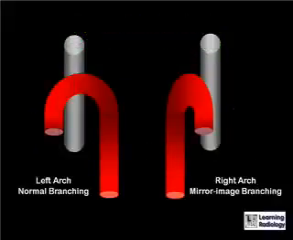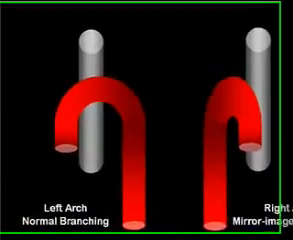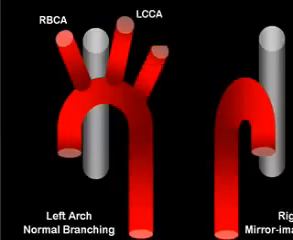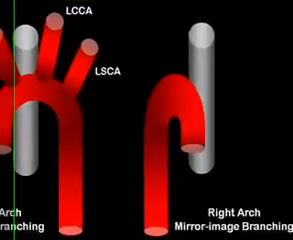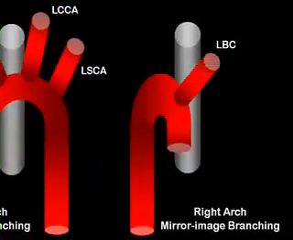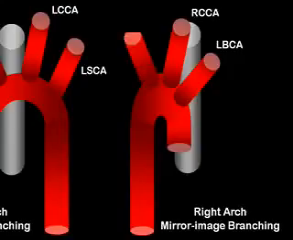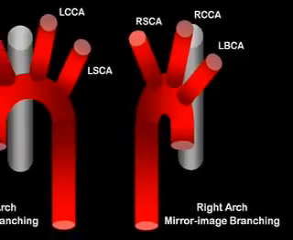And this is what the branching of a mirror image right aortic arch looks like. First, here's the normal arch, with the right brachiocephalic artery, the left common carotid artery, and the left subclavian artery as its 3 major branches. A right arch with mirror image branching, the first branch off of the arch is the left brachiocephalic artery. The second is the right common carotid artery. The third is the right subclavian artery.